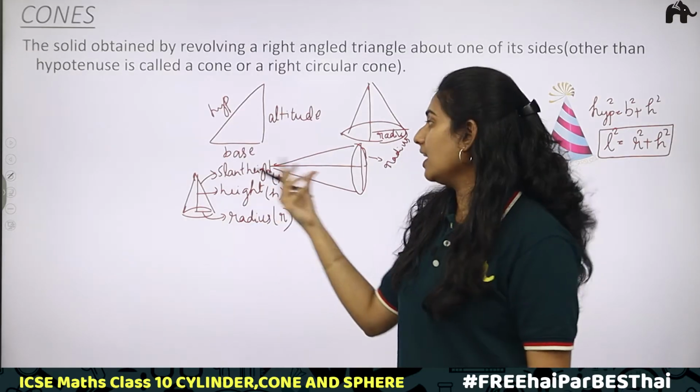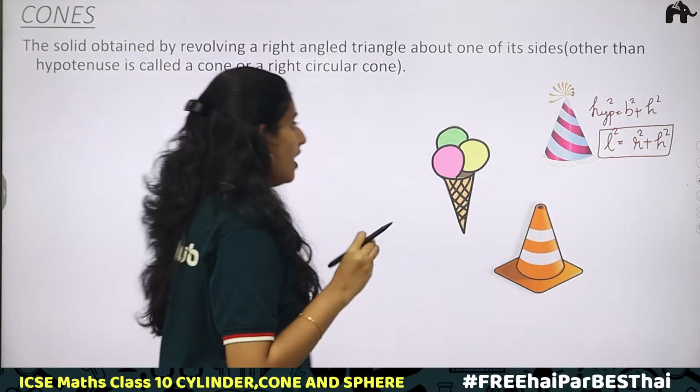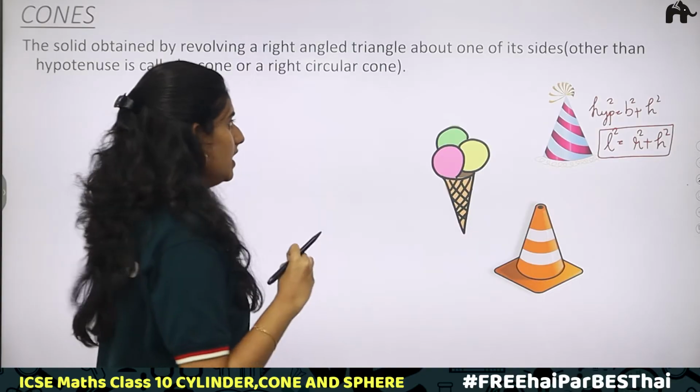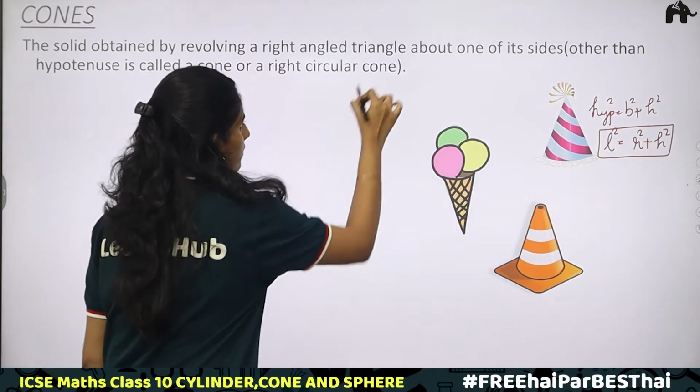Now let us see where do we need slant height. How to find the curved surface area of a cone. We have a cone.